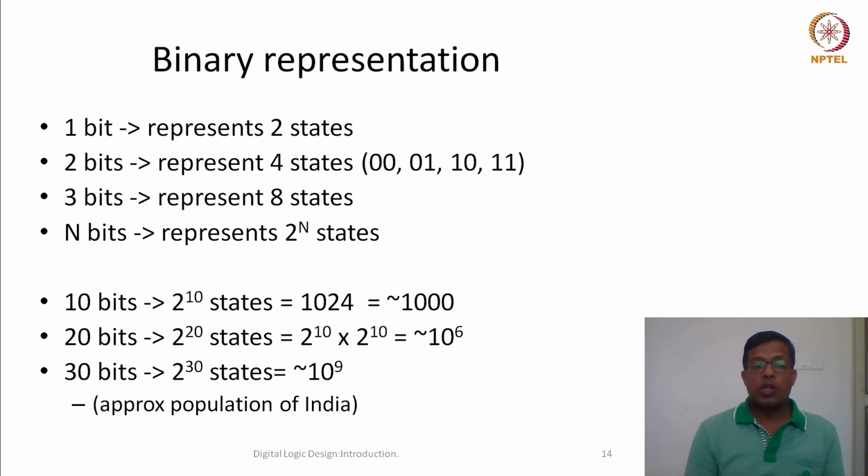And what is the population of India? Currently it is 1.3 billion. So if I want to represent all the population of India, what I would require is essentially 31 bits. 31 bits would be sufficient to have an identification mark for each and every individual of India.